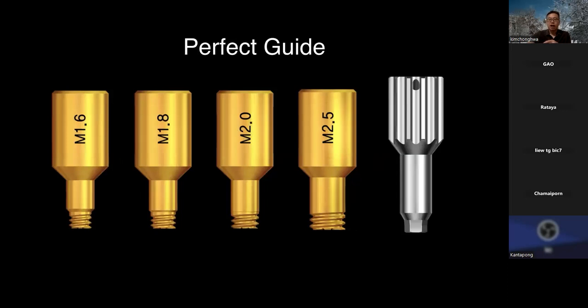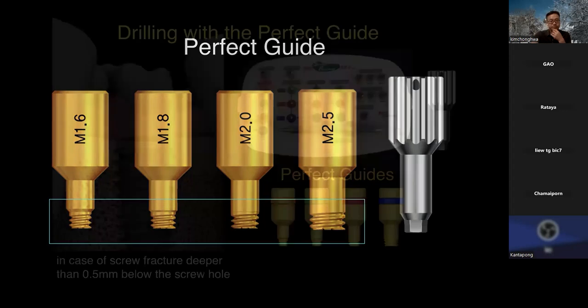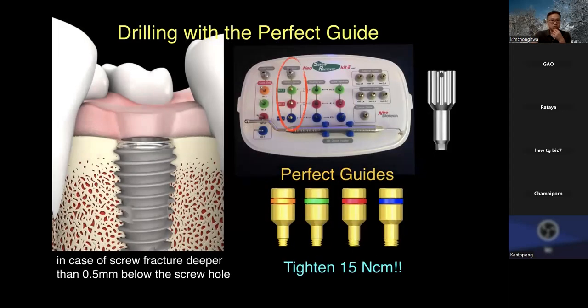And there's another guide called the Perfect Guide. Compared to the hand guide, what is different is you don't have to hold it with your hands. It can be tightened onto the implant and still used as a guide. So this part has a thread, which helps this guide to be seated onto the implant and get tightened down. So this is how it works.